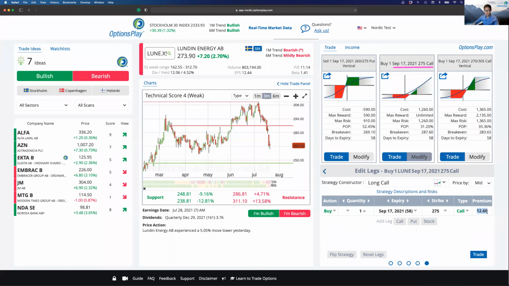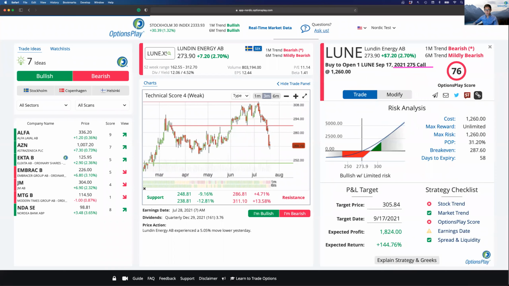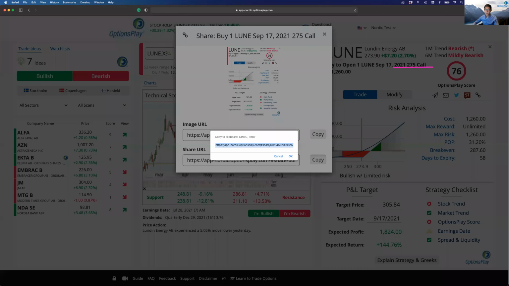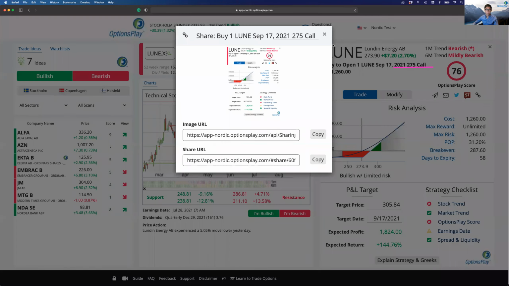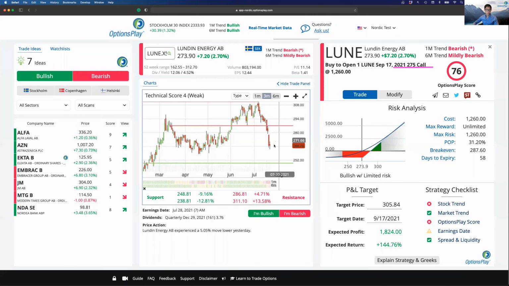So this is risking 1,260 crowns. Let's say this particular trade for us to review. And then maybe what I can do here is I'm going to also look at perhaps a bearish trade on this. What if, and I think it's always good to look at both, right? Maybe you might disagree with me.